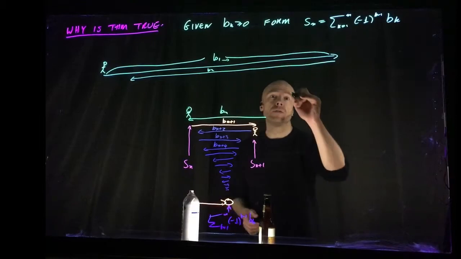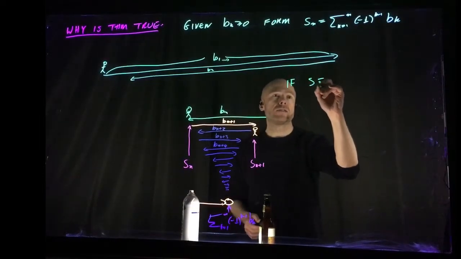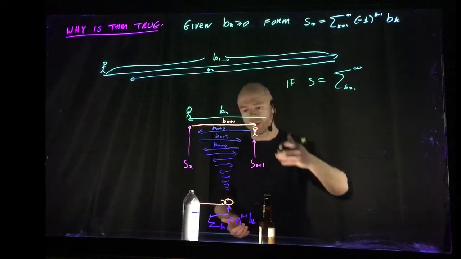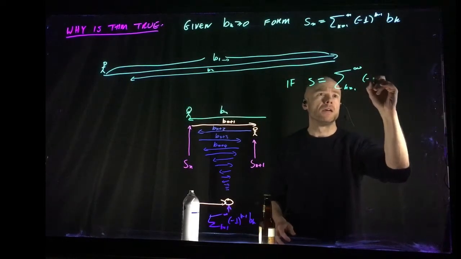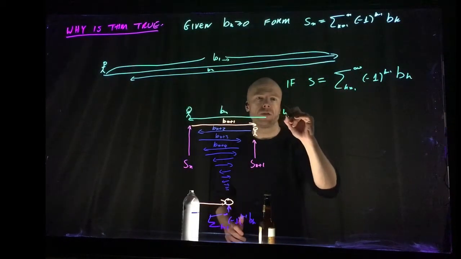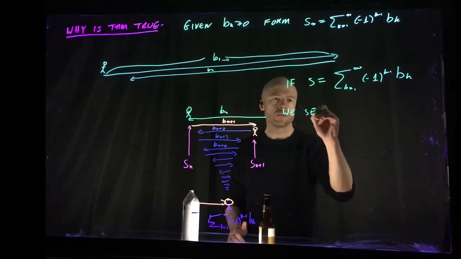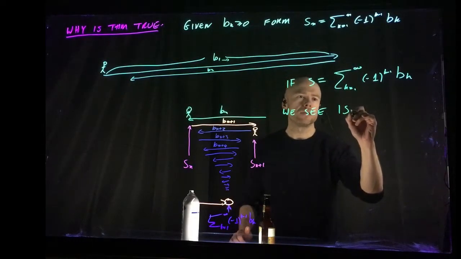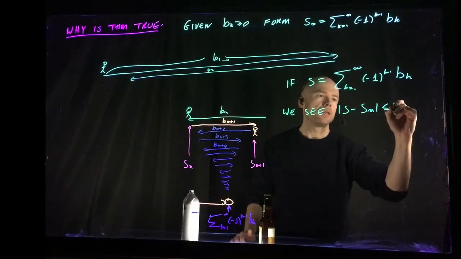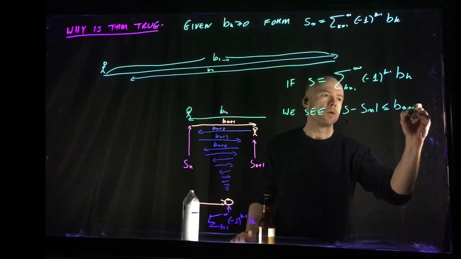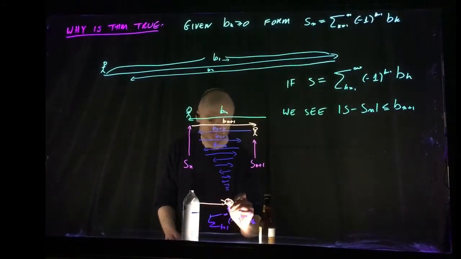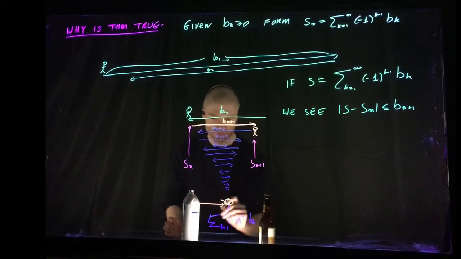So if we let S be the actual sum, k equals 1 to infinity, I defined it down there, or I wrote it down there, we see that S minus S_n is less than b_(n+1). Cool. This right here is S.